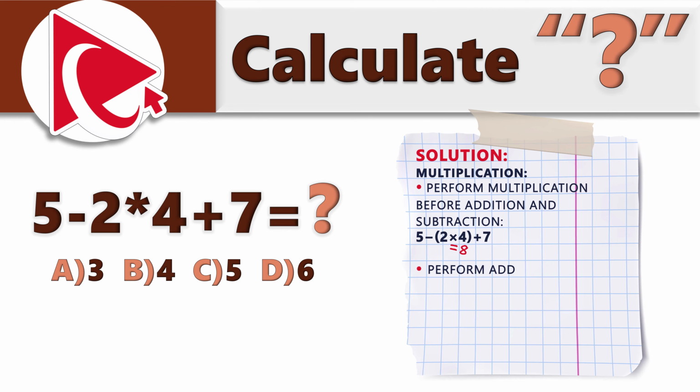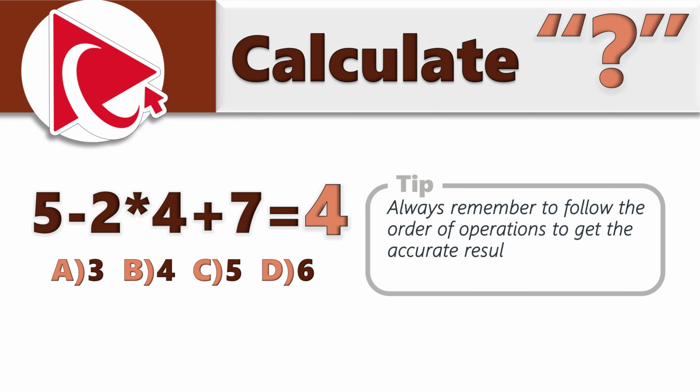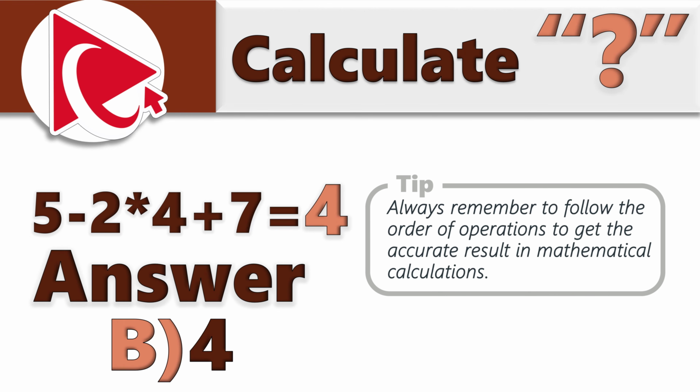The next operation is from left to right. We need to do subtraction. 5 minus 8 equals minus 3. Next step, minus 3 plus 7 equals 4. So the tip here is always remember to follow the order of operations to get the accurate result in mathematical calculations. The correct answer here is choice B, 4.